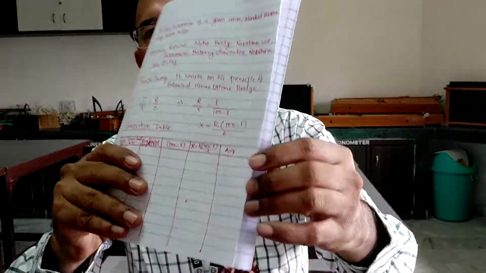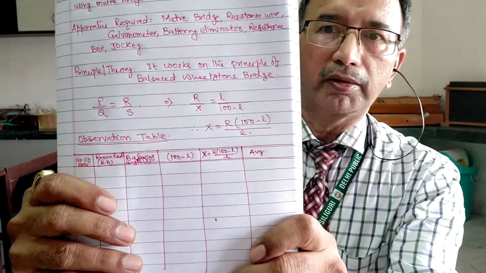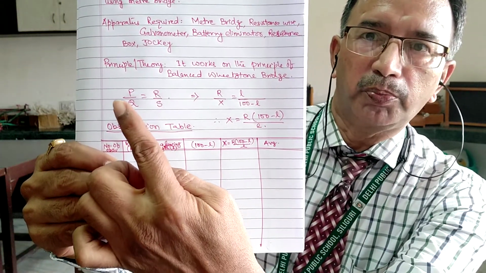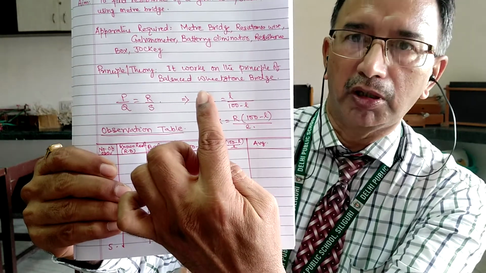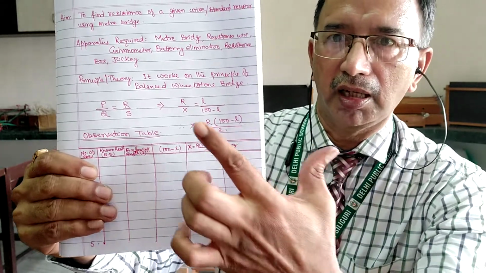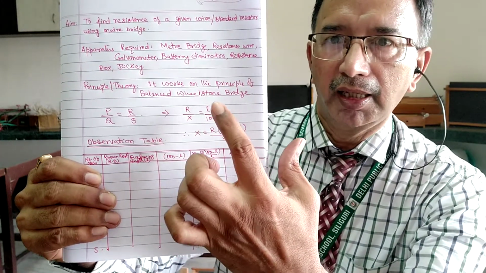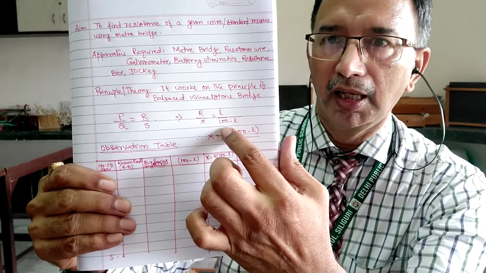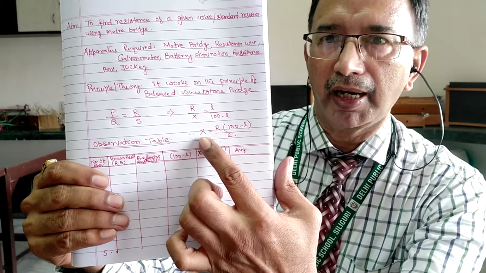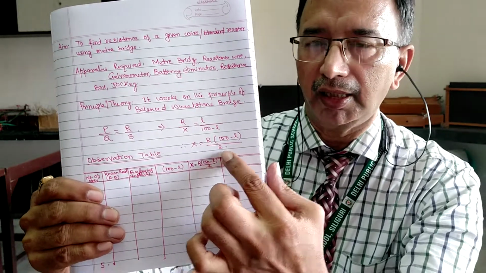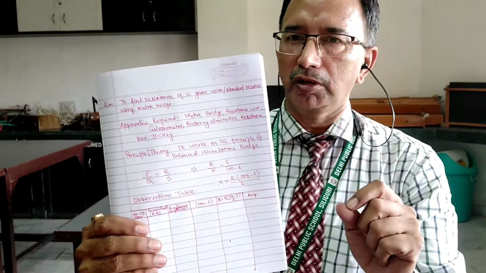Please note down the working formula: P by Q equals R by S. So P is replaced by the resistance box R. The known resistance is R, the unknown is X, the balancing length is L, and the rest is 100 minus L. So how to get X? Therefore X equals R into (100 minus L) divided by L. This is the formula we are going to use.